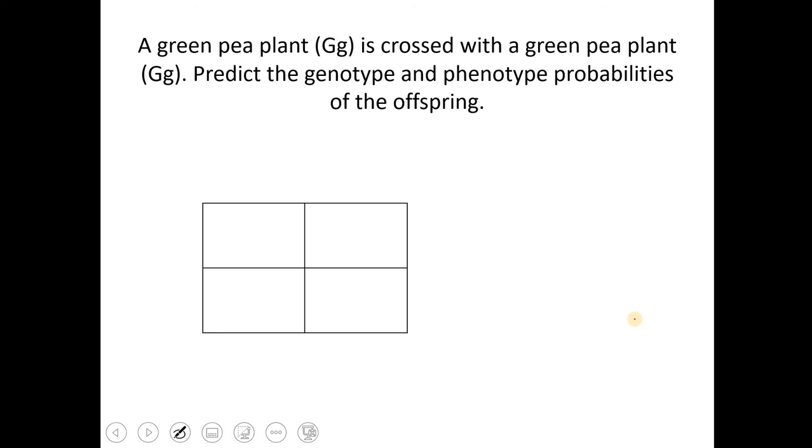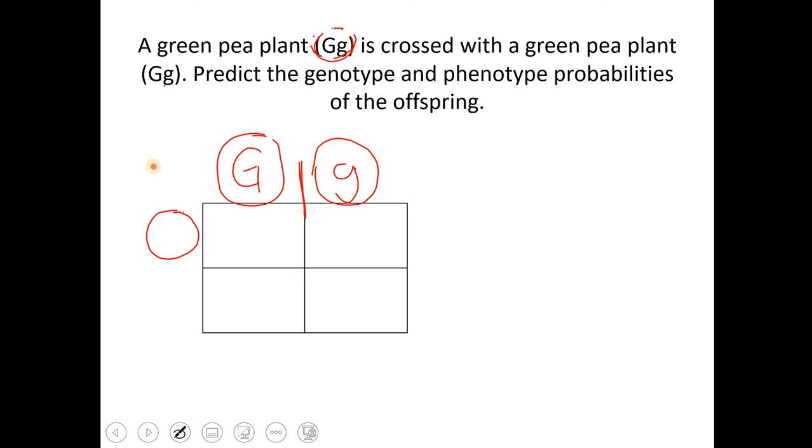We'll do a practice one together here. A green pea plant, big G, little g, is crossed with another green pea plant, big G, little g. Predict the genotype and phenotype probabilities of the offspring. We'll only take one parent and write them across the top. Remember, this is like showing that one allele or one copy of the gene can go in each egg. So we separate the big G and the little g. The other parent gets written down the side, and we show that the letters get separated in the sperm.